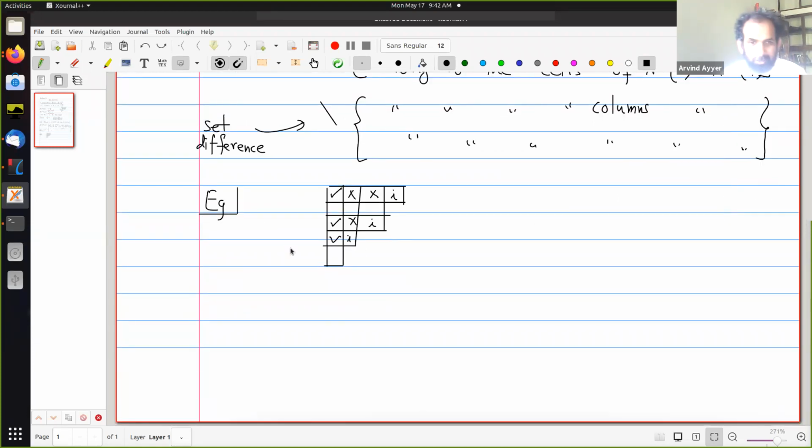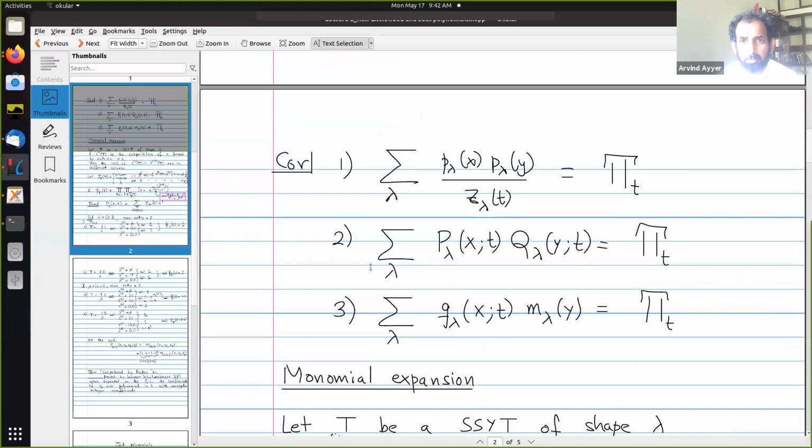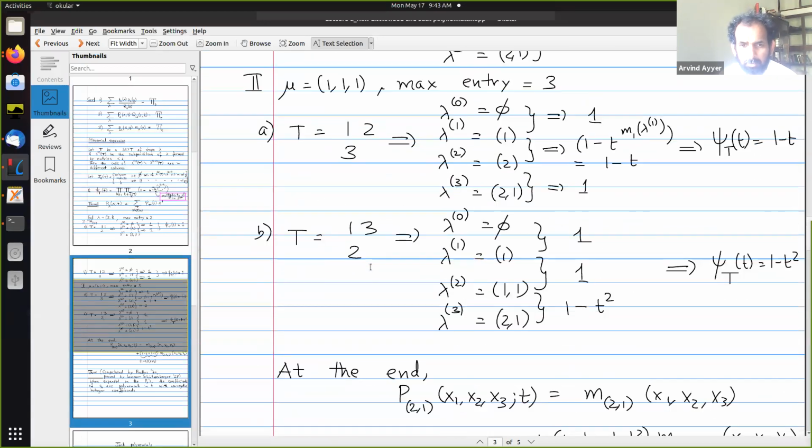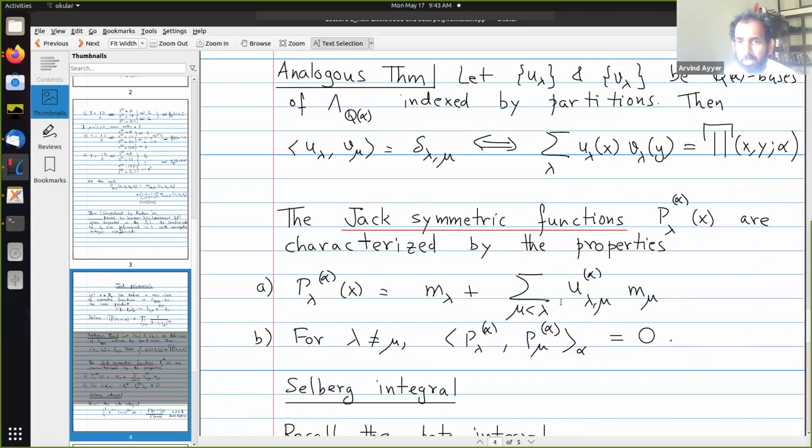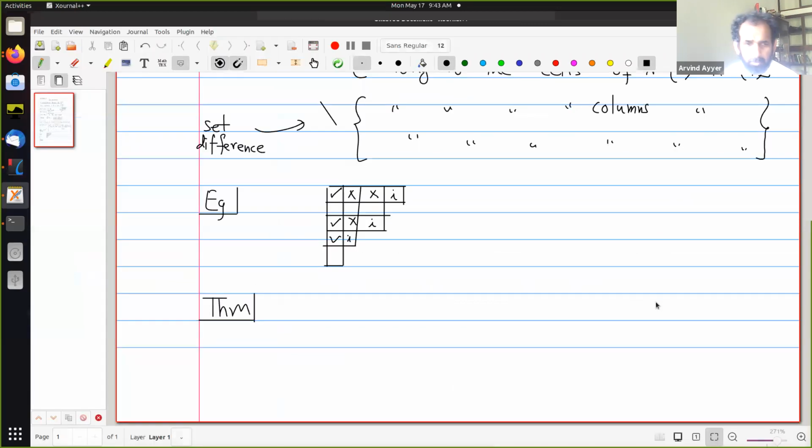Okay, so here's the theorem. I don't know who this is due to. I'm following Macdonald's book. So the notation I'm using is u lambda mu alpha. Okay, so that's the coefficient of p lambda alpha in mu.